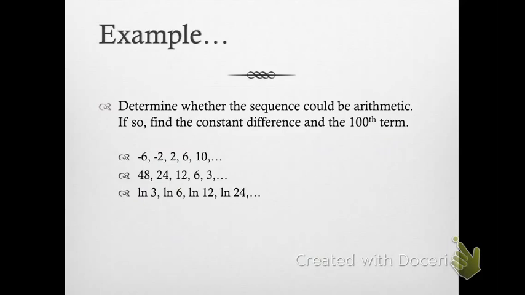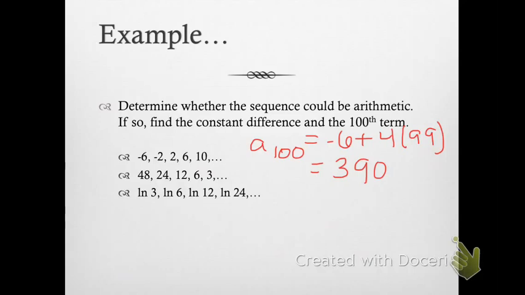Okay, so let's take a look at these three. We already know the first one's arithmetic because we've already looked at it. If we want to find the 100th term, we're going to use an explicit formula so we don't have to find 99 other terms. So, in this case, the 100th term is equal to our first term plus the common difference times n minus 1. And we get an answer of 390.